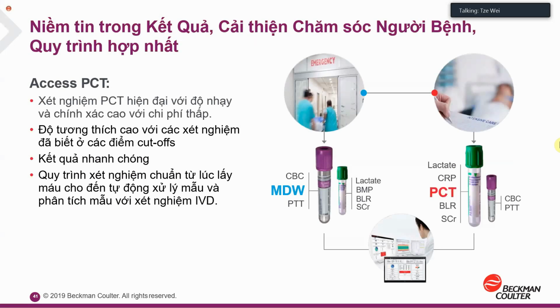So what we can offer for the Access PCT is really a confidence in results, because we have shown strong correlation and strong concordance at the key clinical cutoff points, not just with the Vidas Brahms assay, but also with the Architect and the Elecsys Roche platform. And these are all using the Brahms PCT antibody pair.